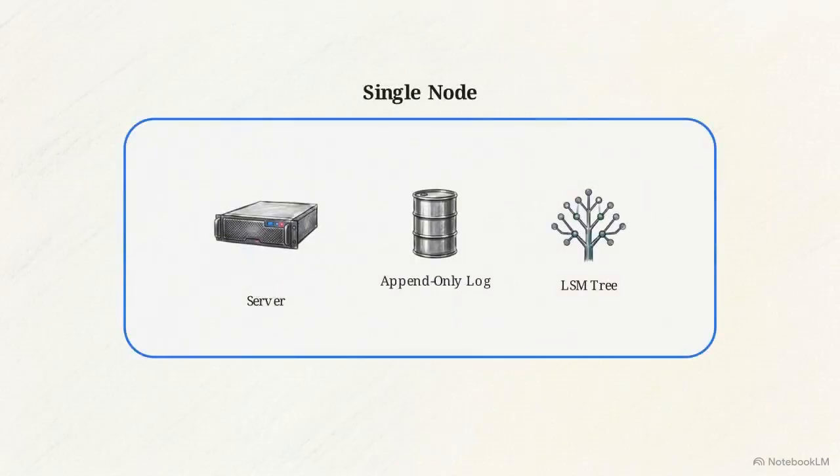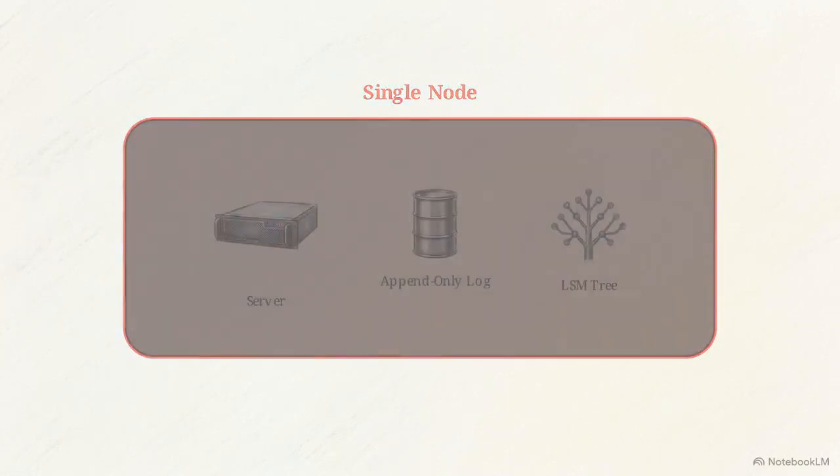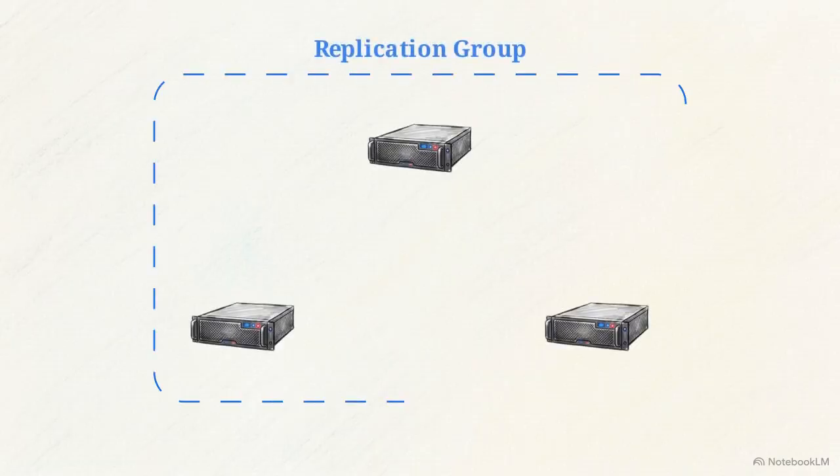This schematic details a baseline single-node setup. Incoming data hits an append-only log on the hard drive before being pushed into a branching LSM tree for indexing. Data enters the log first because sequential writes to a physical drive are computationally cheap and highly performant.